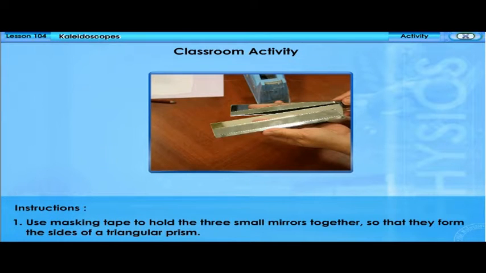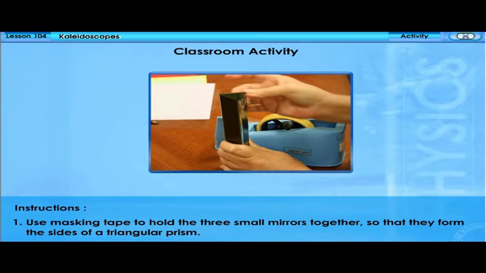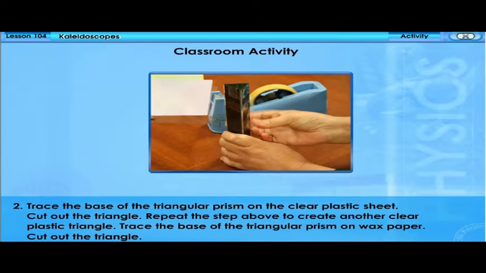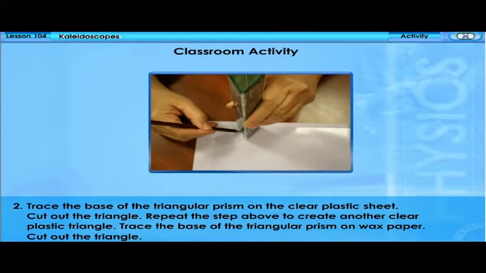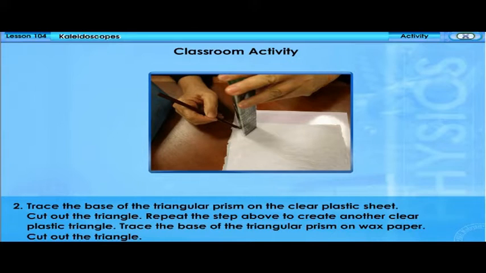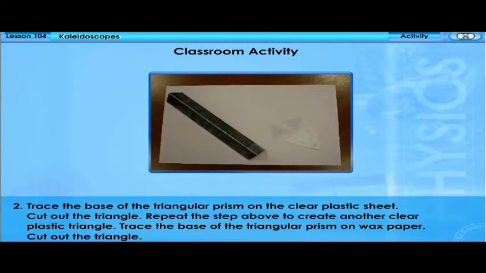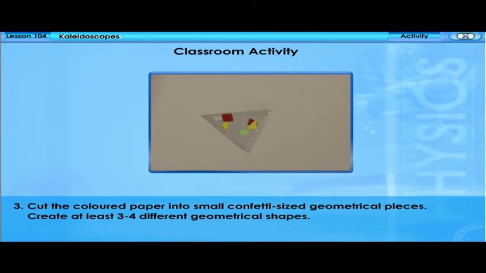Use masking tape to hold the 3 small mirrors together so that they form the sides of a triangular prism. Trace the base of the triangular prism on the clear plastic sheet. Cut out the triangle. Repeat the step above to create another clear plastic triangle. Trace the base of the triangular prism on wax paper. Cut out the triangle.